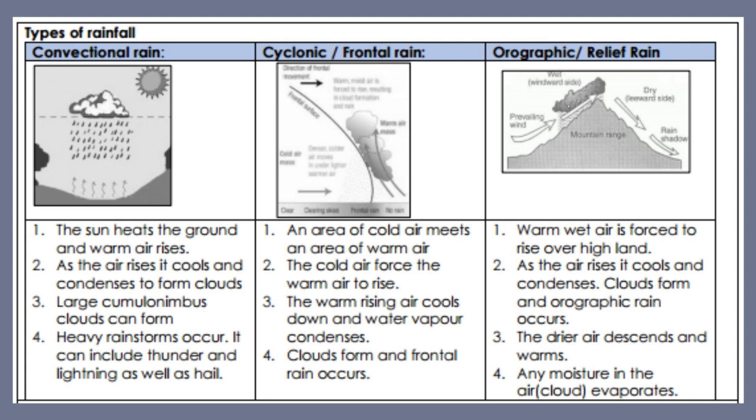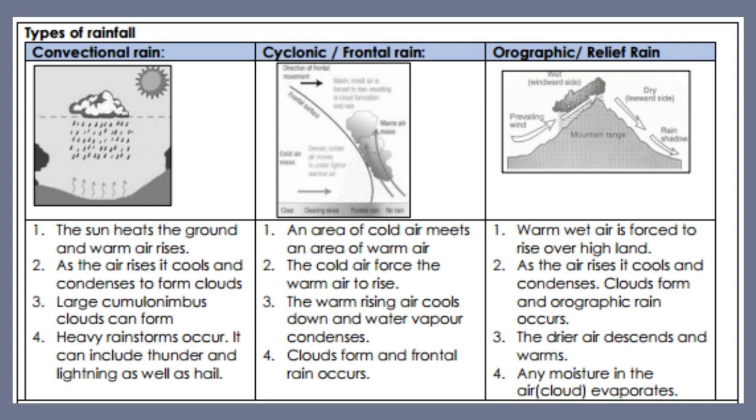Types of rainfall. Convectional rain, cyclonic/frontal rain, orographic/relief rain. 1. The sun heats the ground and warm air rises. 2. As the air rises it cools and condenses to form clouds. 3. Large cumulonimbus clouds can form. 4. Heavy rainstorms occur. It can include thunder and lightning as well as hail.